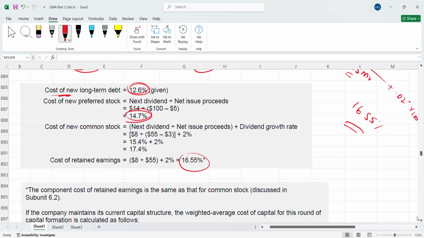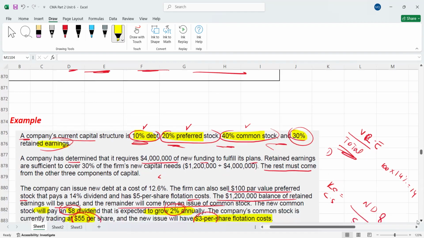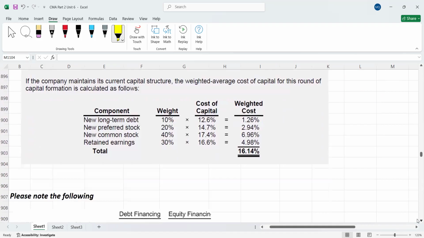Okay, guys. Now we got component cost. And now weight is already given. So we know the weight in the question is given. We have 10% from the debt, 20% from the preferred stock, 40% from common stock, and 30% from the retained earnings. So now we'll calculate the WACC, step 3. So this is how you will calculate the WACC. First we'll write the component. We have a new debt, we have a preferred stock, we have a common stock, and we have a retained earning. And then we will write weight here.